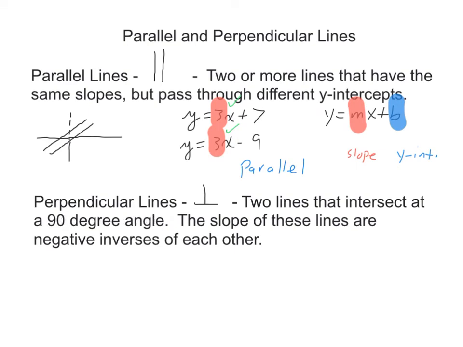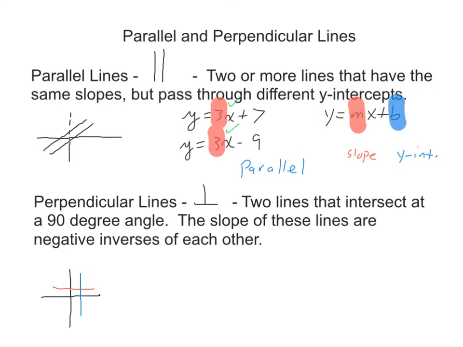Perpendicular lines are two lines that intersect at a 90-degree angle. The slopes of these lines are negative inverses of each other, and we're going to talk a little bit about what a negative inverse is. But again, if we're talking about our graph, perpendicular lines are going to be two lines that cross. I'm going to show you the easiest version here, and then a little harder one, at 90-degree angles.